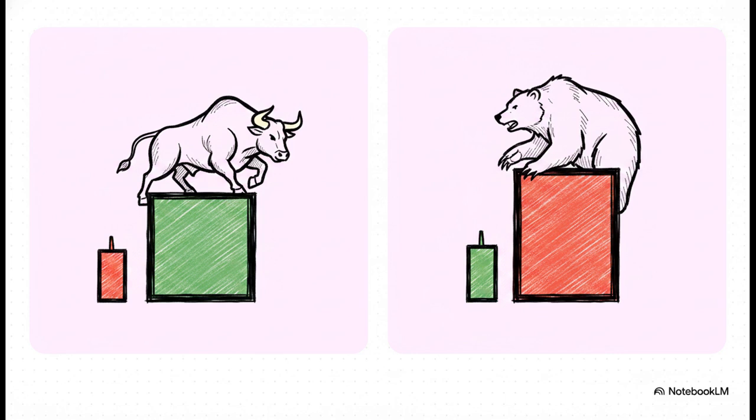The bears thought they were in control, but the bulls overwhelmed them with such intense force that they wiped out all of the previous session's progress. In a bearish engulfing, exact opposite. A small green candle is swallowed whole by a massive red candle, showing that the bears have taken sudden, sharp control. When you see these accompanied by high trading volume, man, they are some of the most reliable signals you can possibly find.